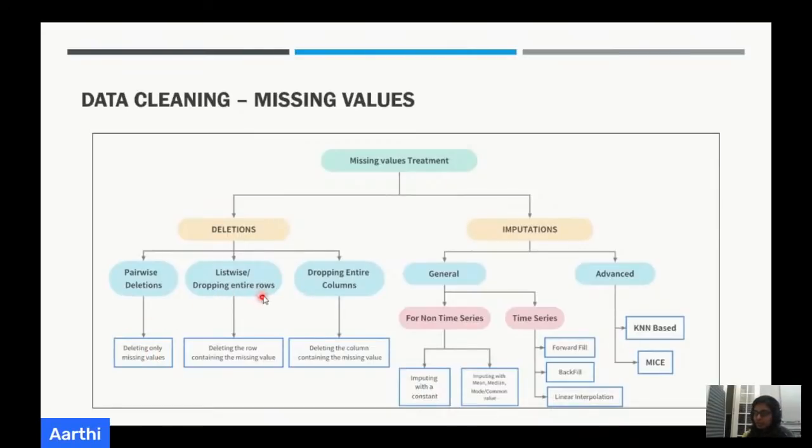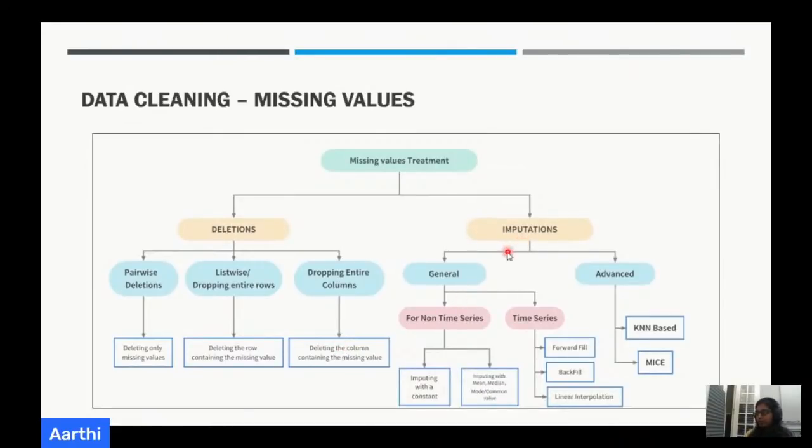And list-wise, or dropping the entire row. So if something is blank, you can delete that row. And you can drop the entire column. If there are too many missing values, but that's a problem only for that column, and the remaining columns are intact, then you can remove that column.